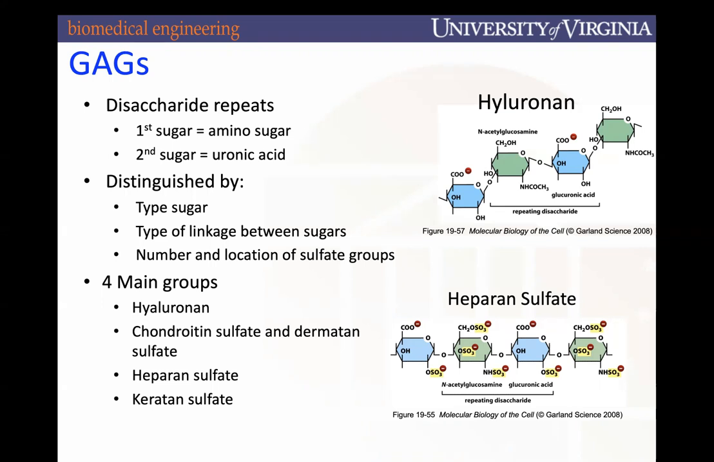So the main takeaway here is what GAGs are: repeating disaccharide units composed of amino sugars and uronic acid, and most of them are sulfated. Hyaluronan is the one that is not sulfated, and we'll talk more about hyaluronan a little bit later. But it's important for you to understand that largely GAGs are these repeating disaccharide units, and how they can be distinguished from one another.